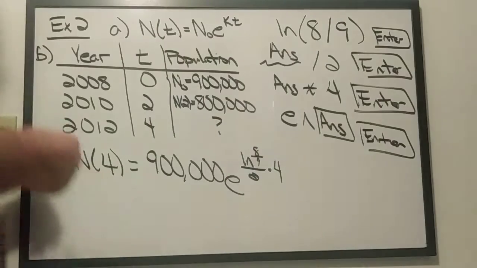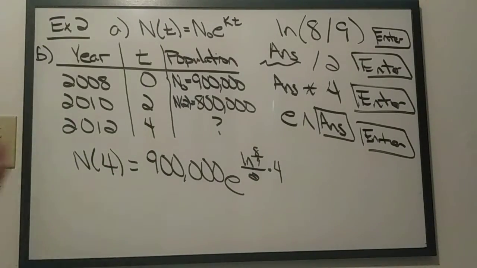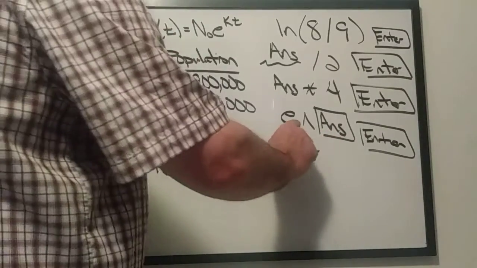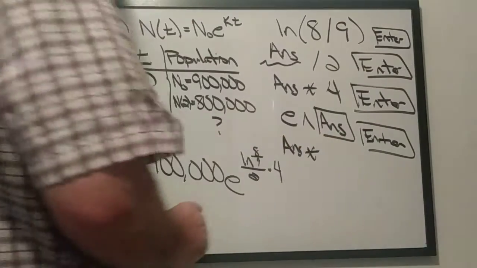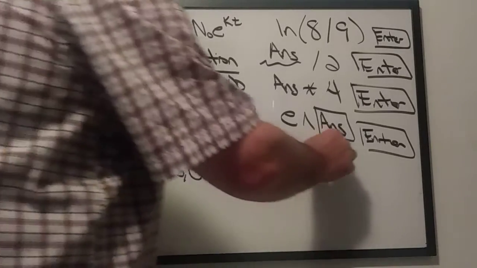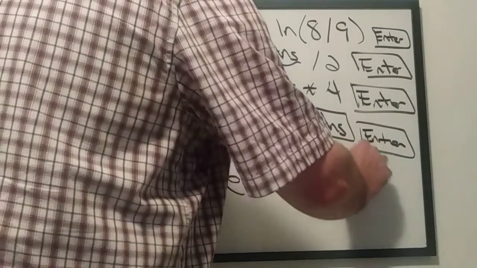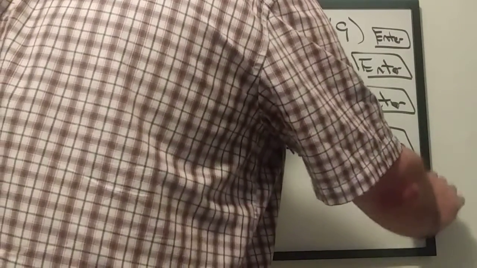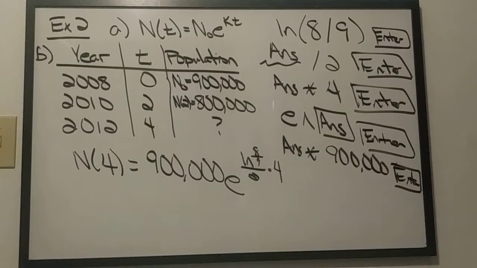And the last thing that I would do is multiply by that 900,000. So we have an answer here, so I would do the multiplication, and again, when I type the multiplication dot, it automatically puts ANS in front of that, and then I want to multiply times 900,000. And I would press enter. And now we have the answer for n of 4, and I didn't have to round anywhere along the way.